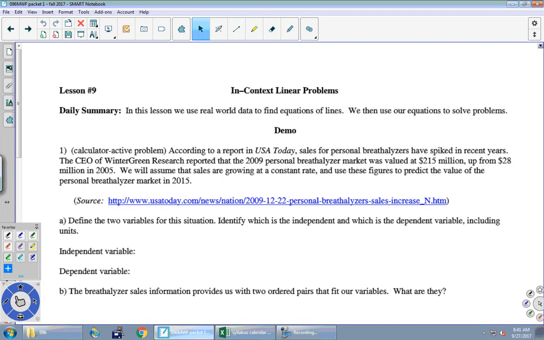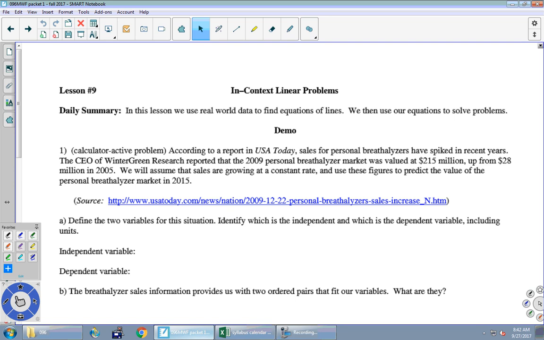All right, so let's go ahead and jump in here on page 68. In this lesson, we use real-world data to find equations of lines. We then use our equations to solve problems. I'm hoping this is starting to sound familiar. We have been doing this for a few weeks now. Figure out 2 points that are on a line, find the equation of the line, use the equation of the line. I want us to be really good at that process.